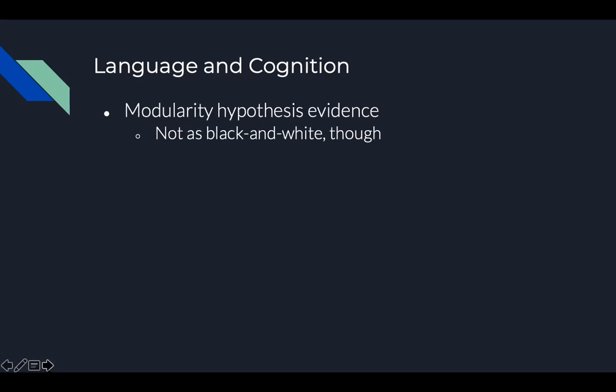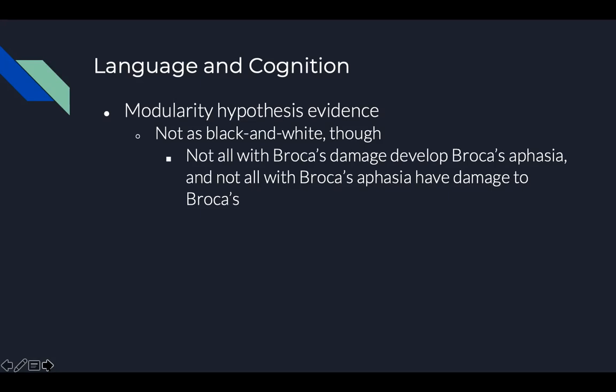However, other research has clouded this really neat picture that we've been tracking up to this point. So it's not as black and white, because not all people who have damage to the Broca's area of their brain develop Broca's aphasia, and also vice versa. Just because you have Broca's aphasia does not guarantee with 100% certainty that your Broca's area has been damaged.